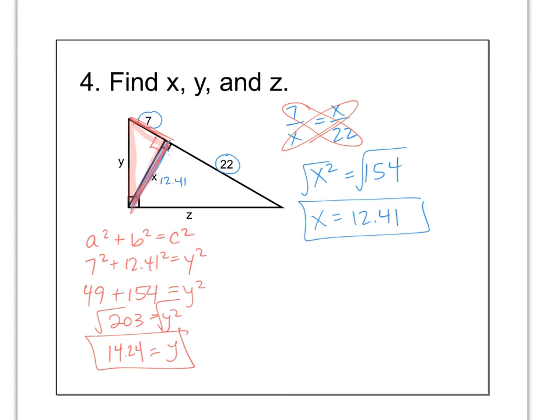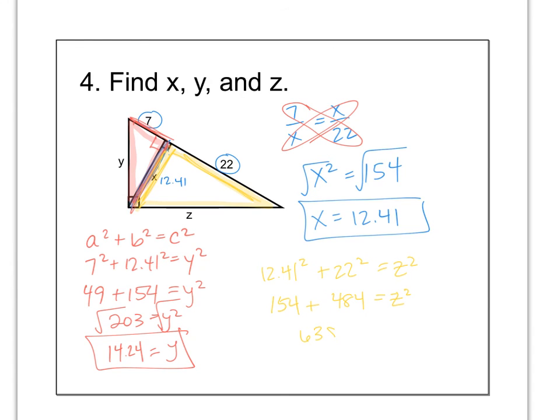But we're still not done. We also have to find z. So now I'm going to use this yellow triangle on the right. And I'm going to do the Pythagorean theorem again. So I'm going to do the 12.41 and the 22. 12.41 squared plus 22 squared will equal z squared. All right, so if we square 12.41, we get 154. 22 squared is 484. And then you have to add that together, 154 plus 484.